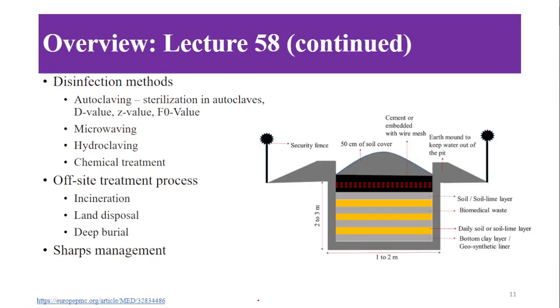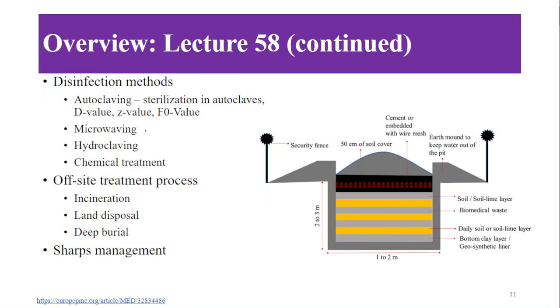The different disinfection methods were discussed, in which first was the autoclave method. Autoclave method is basically a high pressurized container in which there is a high temperature as well, and this uses steam to sterilize the given mass inside the autoclave. So different parameters such as the D value, which is the decay time, the Z value, which is the coefficient of temperature, and the F0 value, which is the equivalent exposure time, were discussed here.